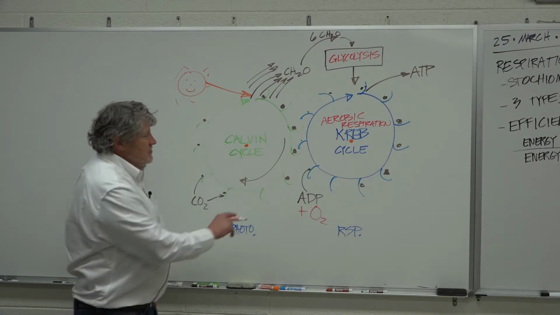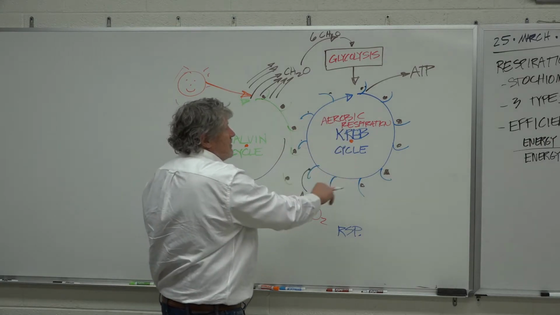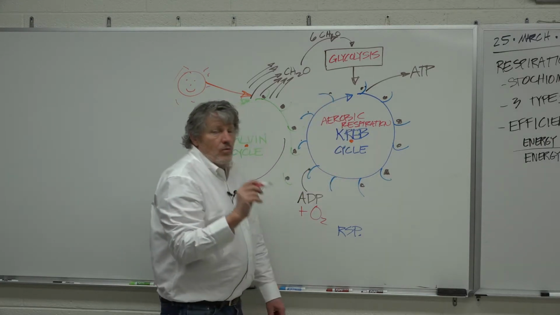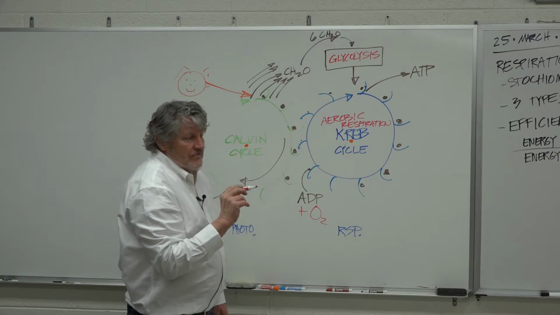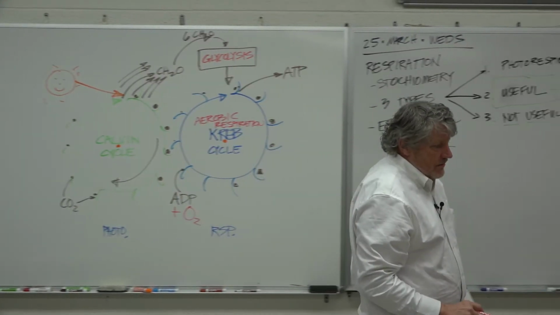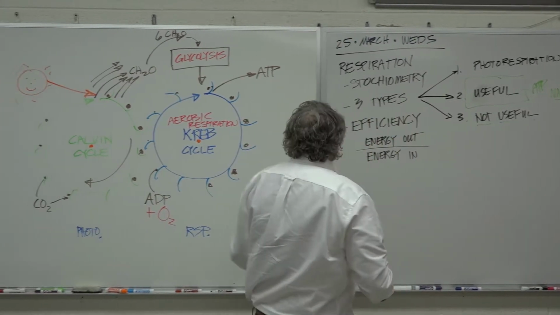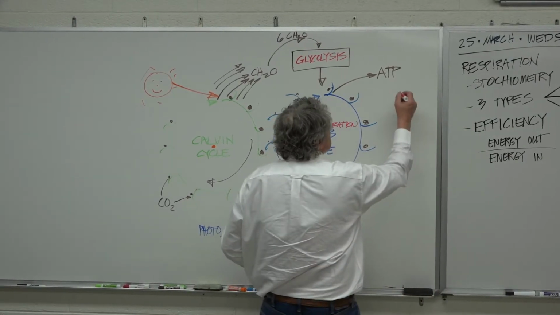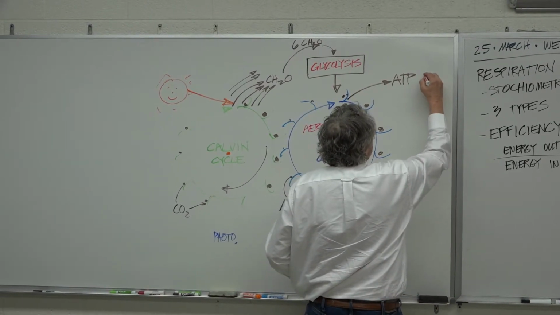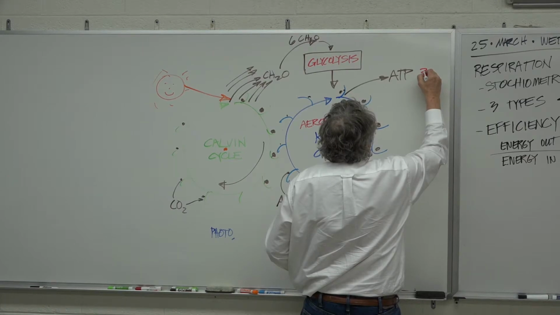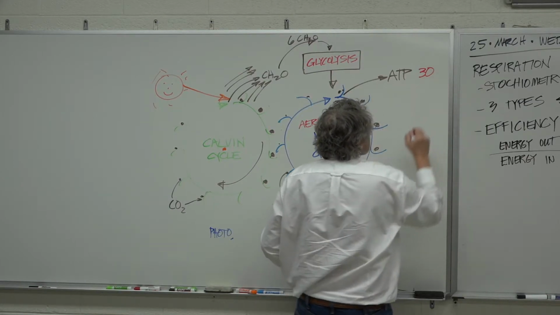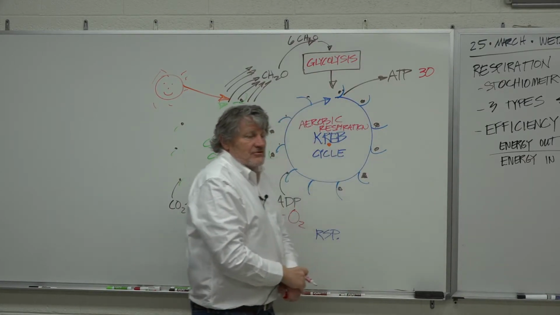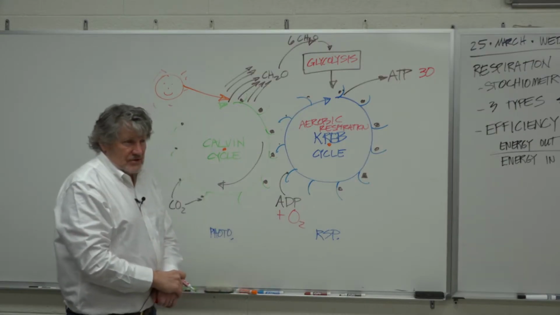The Krebs cycle, when this runs from 1 mole of hexose, let me make sure I got my numbers right. 1 mole makes, am I going to have enough room? I think so. 30 ATPs. That's a lot of ATPs.